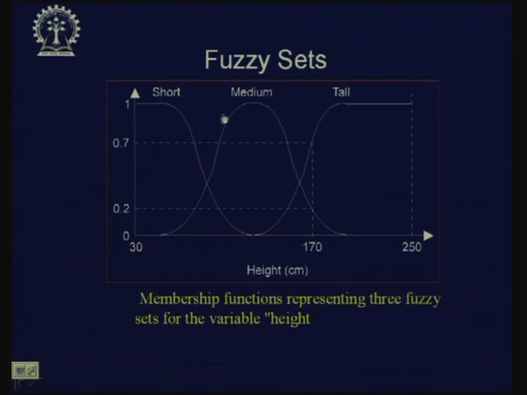Whereas, medium height, the distribution is something like this. Okay. Whereas, tall, the distribution is something like this. So, you see we capture the different notions. Now, you can ask that where from am I getting these figures? These figures, there are different ways of doing it though, but these figures are representing your conceptualization of a particular term. I say you say that the room is hot.